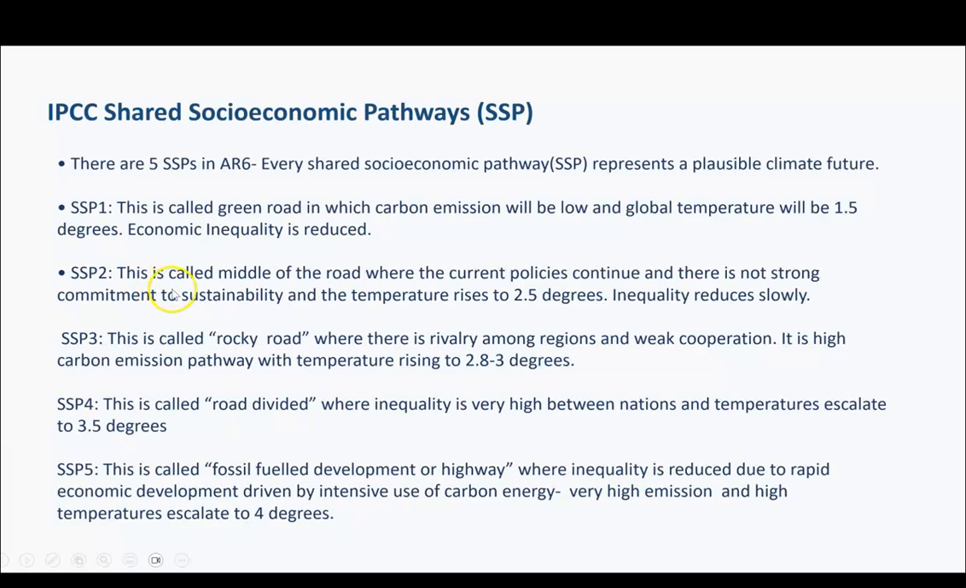Now, SSP2 is called middle of the road, okay? It's called middle of the road. And under SSP2, the current policies will continue. It will be like business as usual, because you know what countries are doing right now.